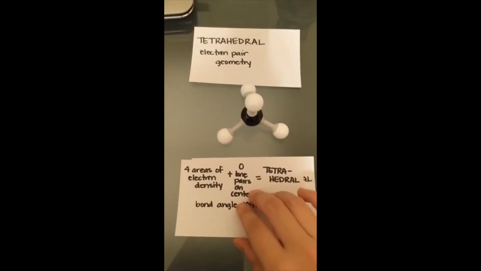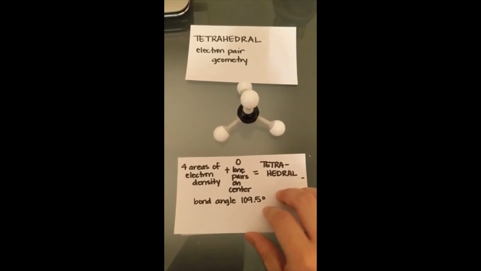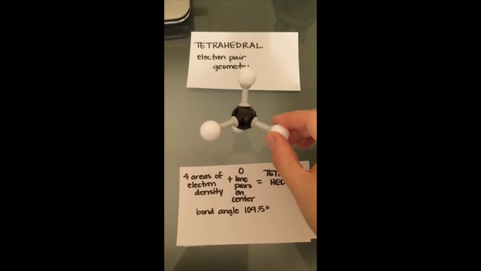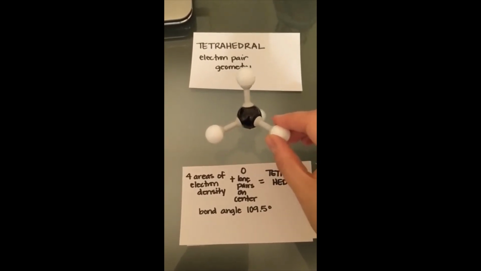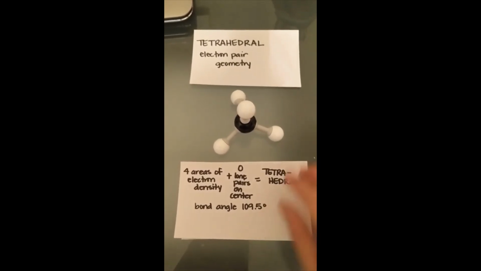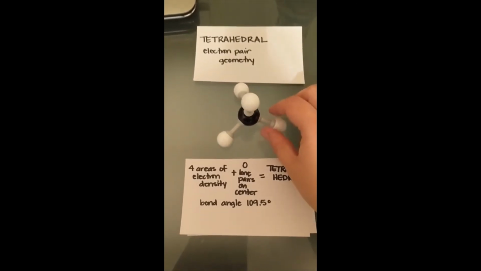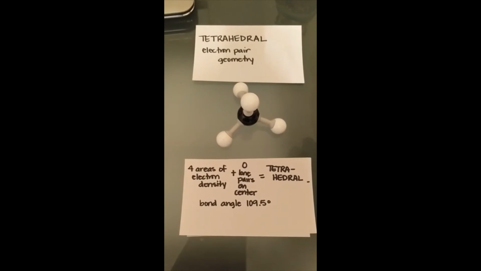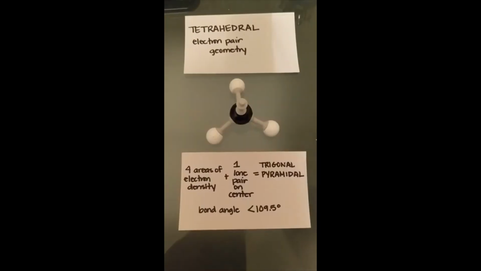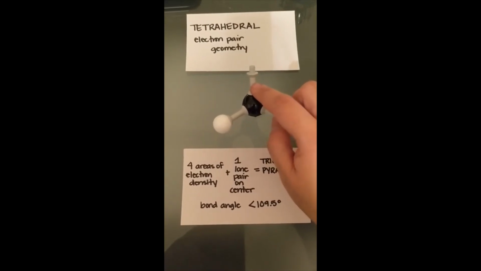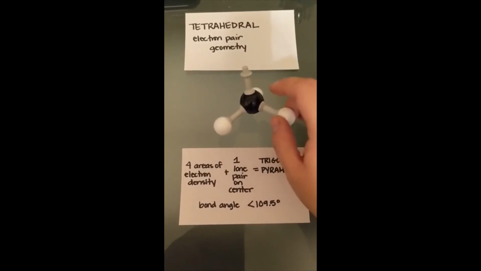So if you have a molecule with four areas of electron density, but no lone pairs on the center, in other words, you have all atoms connected to the center with no lone pairs on it, the molecular geometry or the molecular shape is still called tetrahedral. And the bond angle between the atoms around the center would be 109.5 degrees. So let's take a look at what happens when we have lone pairs on the center. So I've removed one of the atoms. This stick stands for the lone pair of electrons that now exists.